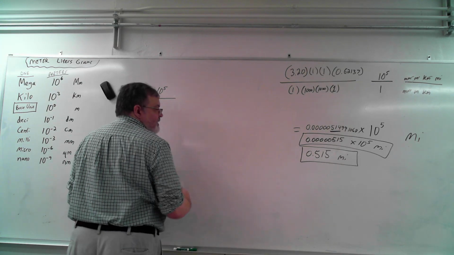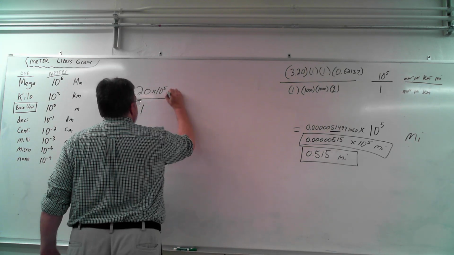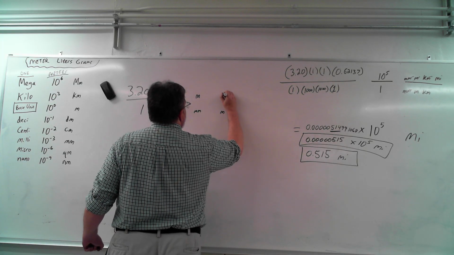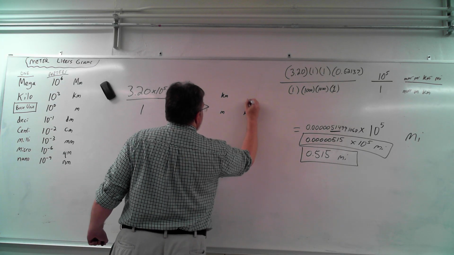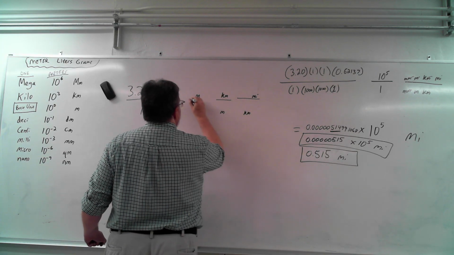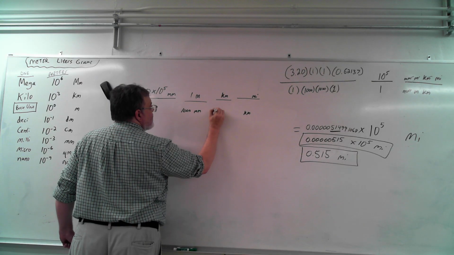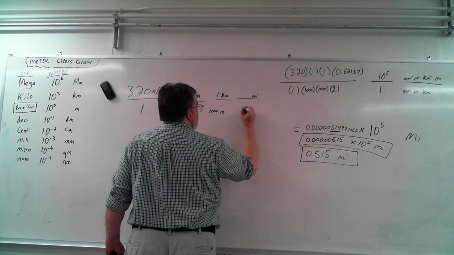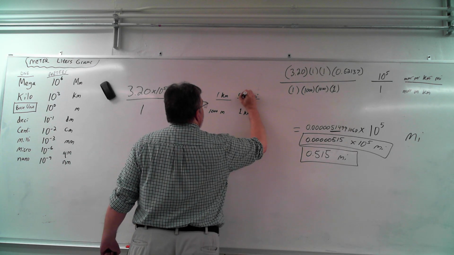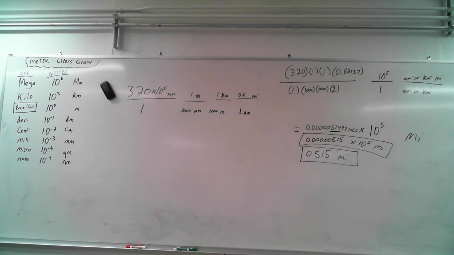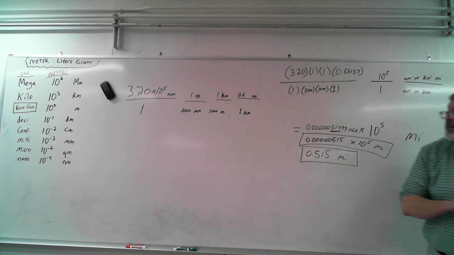What was that? Millimeters? Millimeters to meters. Meters to kilometers. Kilometers to miles. And something. 6, 2, 1, 3, 7.